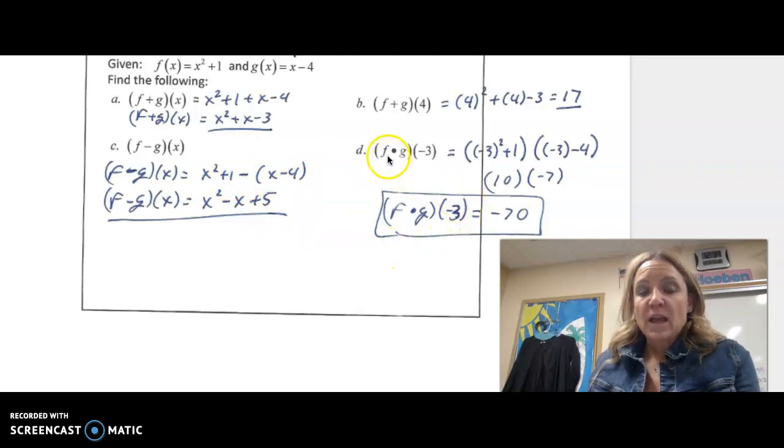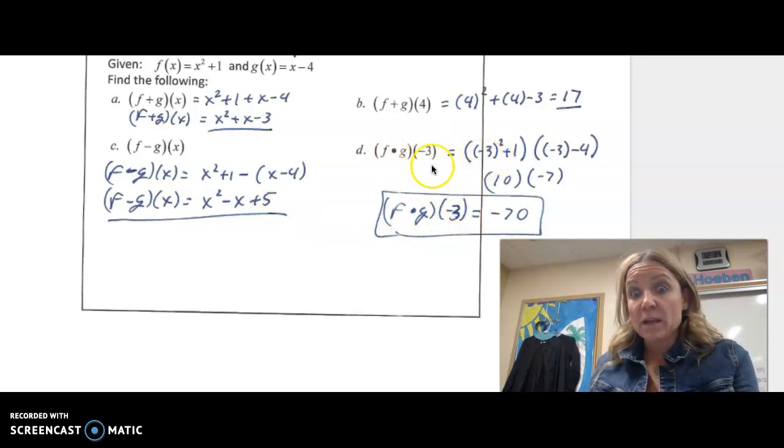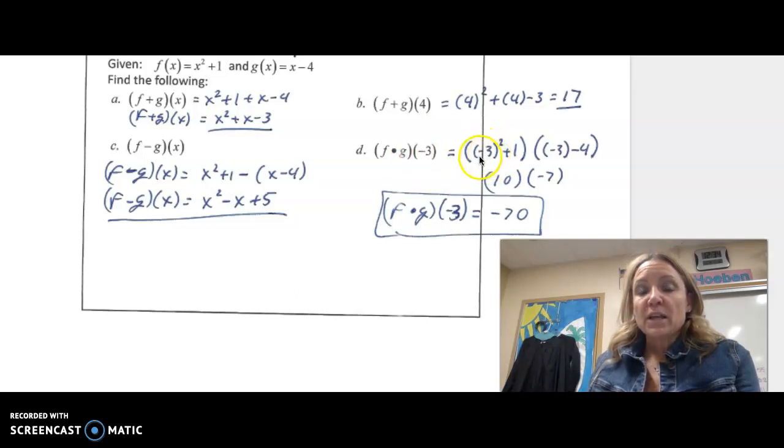Part D, f times g. Okay, so we have the x, oh, and we need to plug in negative 3. All right, so we're going to plug in negative 3 into the f, so negative 3 squared plus 1, and then we're going to plug in negative 3 into the g, so negative 3 minus 4. Simplify your parentheses first, then multiply them, right? So negative 3 squared is 9, 9 plus 1 is 10. Negative 3 minus 4 will get you negative 7. Now multiply them, get your negative 70.